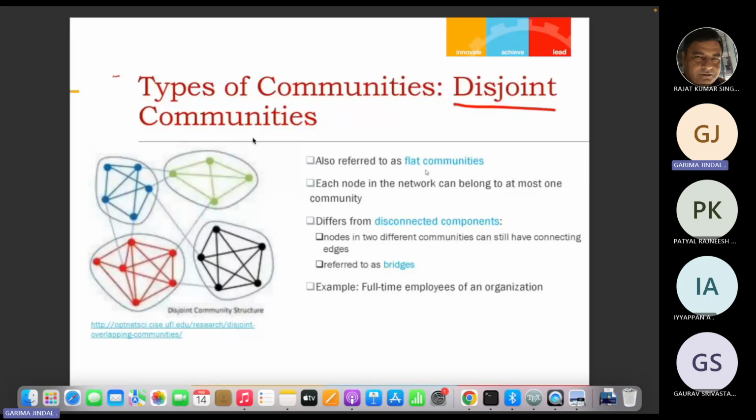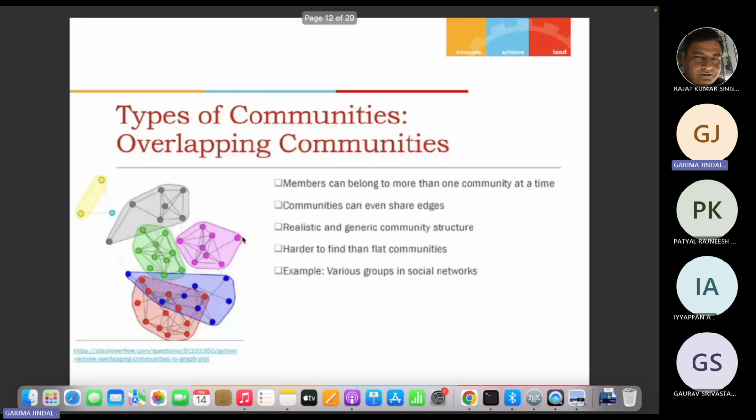So we can have disjoint communities. What is a disjoint community? A disjoint community is one in which nodes do not overlap. So if each node belongs to just one community, then that particular type of community is called a disjoint community. Then we have overlapping communities.